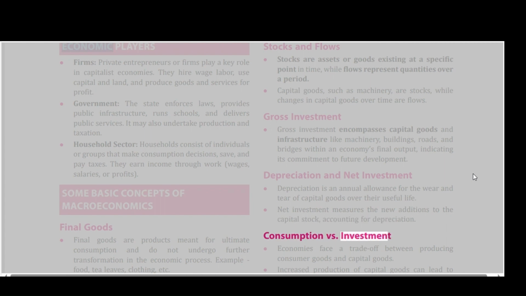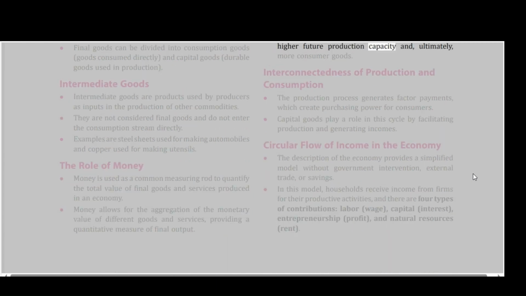Consumption versus investment. Economies face a trade-off between producing consumer goods and capital goods. Increased production of capital goods can lead to higher future production capacity and, ultimately, more consumer goods.